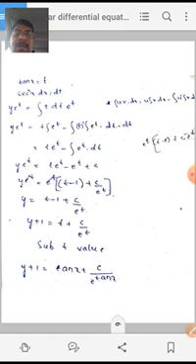In the place of t we have to substitute tan x. We are getting the solution y plus 1 is equal to tan x plus c by e power tan x. Here this is the solution of the given linear differential equation.